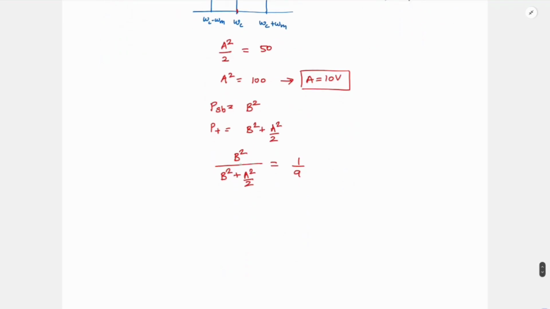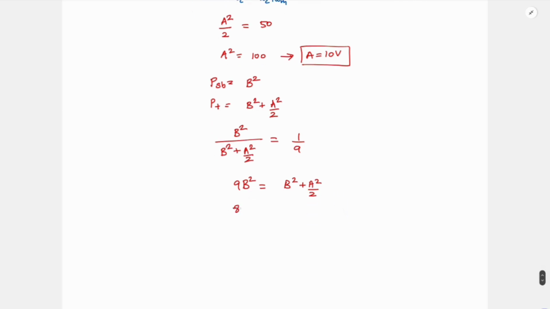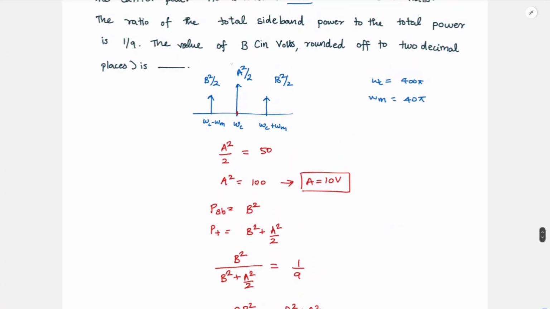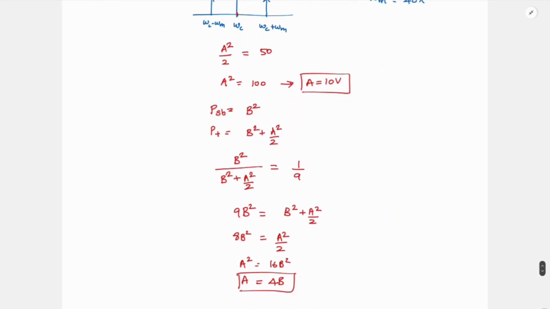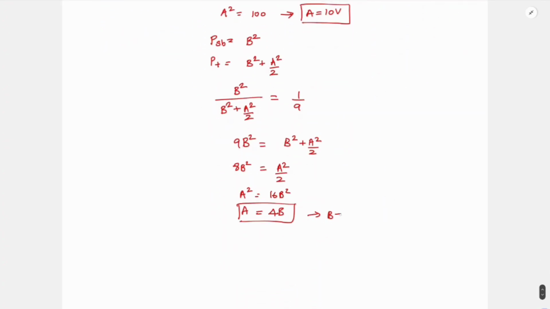Now from this we can get the ratio of B and A. B square into 9 is equal to B square plus A square by 2. So 8B square is equal to A square by 2, so A square is equal to 16B square. A and B are positive, so A is equal to 4B. What we need to find is B. A is 10 volt, so B is A by 4, which is 10 by 4. Your B is 2.5 volt. So this is your answer.